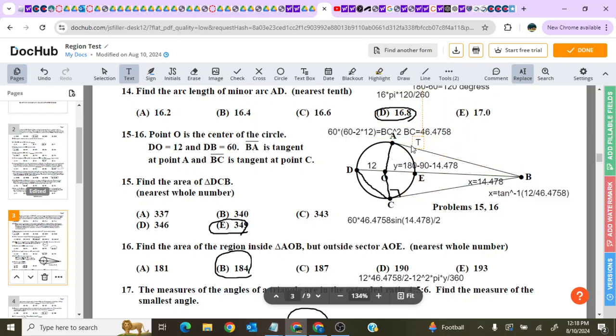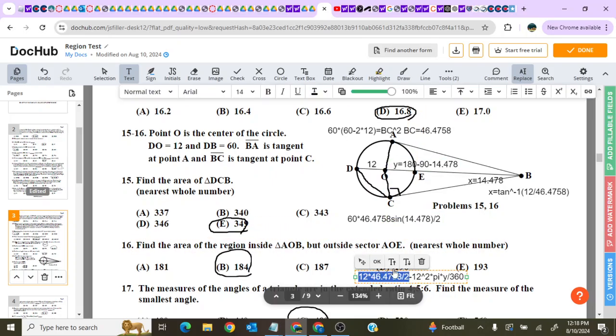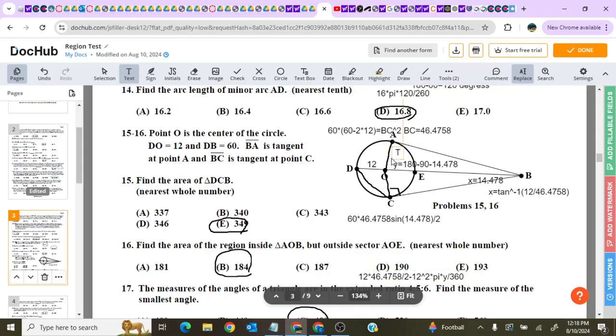Then once you do that, you'll get the length, and divide by 2, you'll get the area of your triangle. Then you have to subtract it with the area of this circle. Well, you need to figure out what degree this sector is. You know this angle right here is 14.478. This angle is 90 degrees. So everything that's left in the 180-degree triangle is right here.